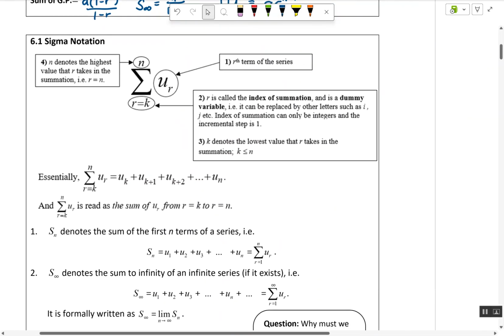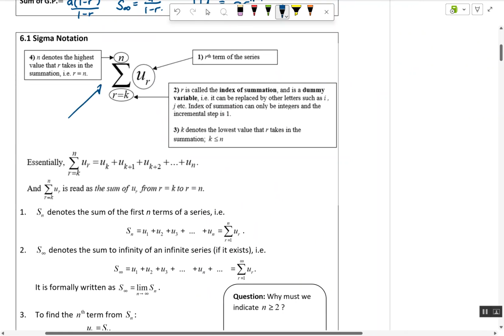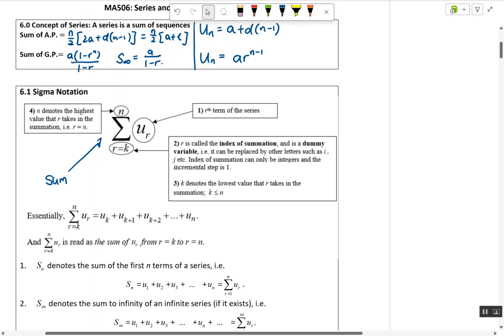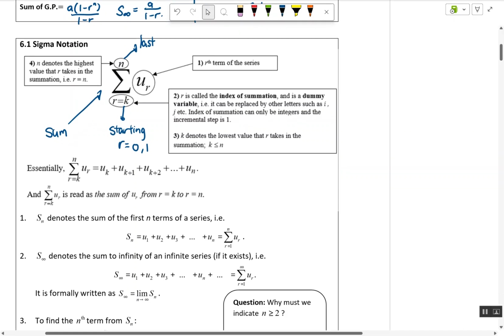Now, next part, we are going to understand how to use this notation called the sigma sign. Sigma sign is to sum something, to add up something. As I put over here on the top, a series is a sum of the sequence. If I have a sigma sign like this, this is the starting r, where r could start, usually with 0 or with 1. Later I'll explain further. And this is the last value that r takes, the highest one.